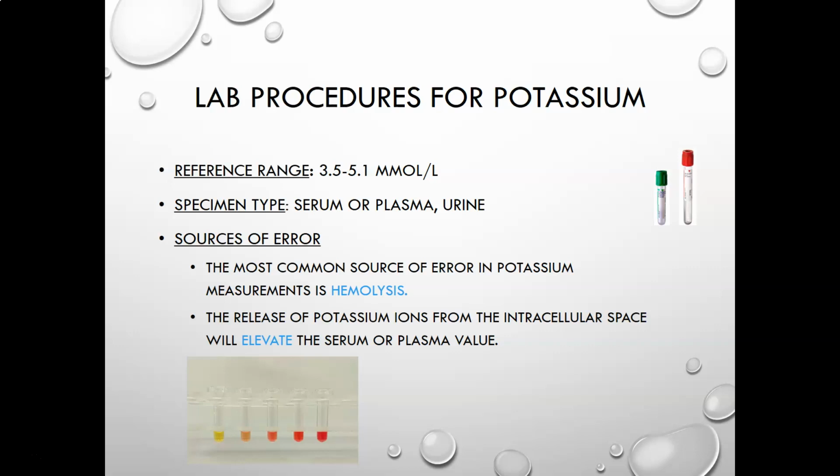The sources of error, of course, the most common one is hemolysis, and the release of potassium ions from the red cells will elevate your serum or plasma value. Samples that are hemolyzed like this are not acceptable for the analysis of potassium.